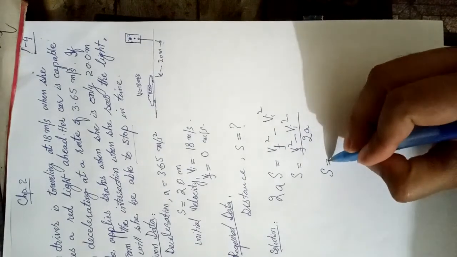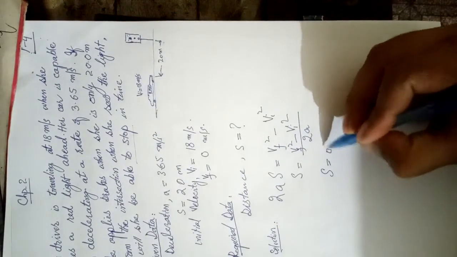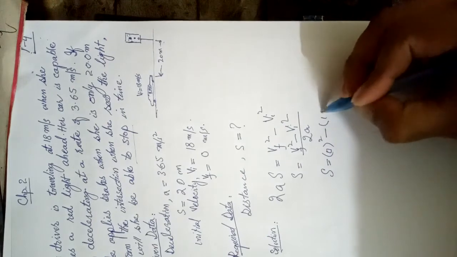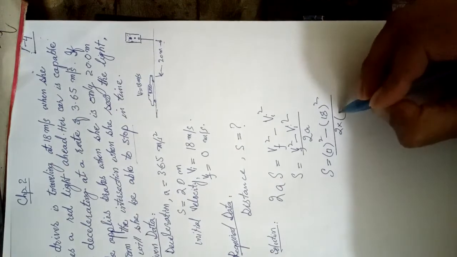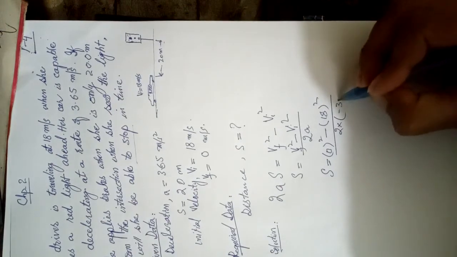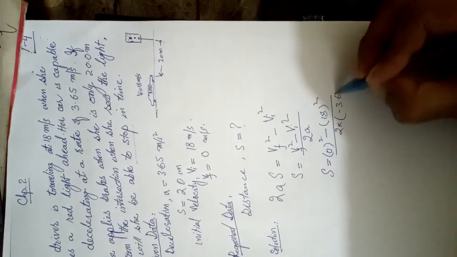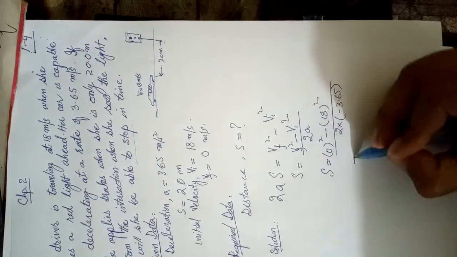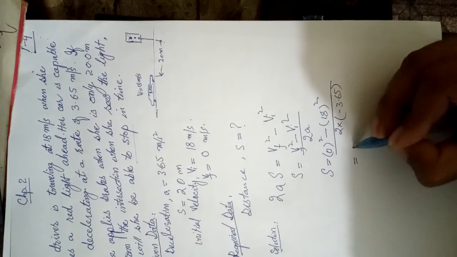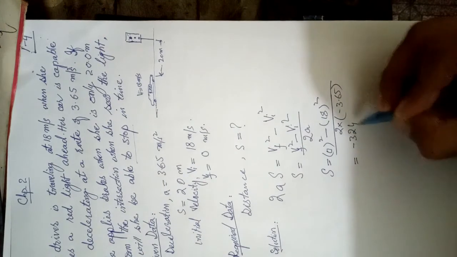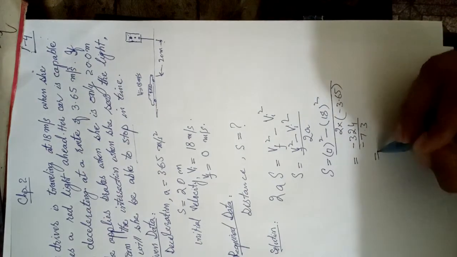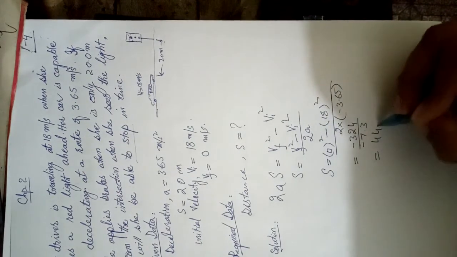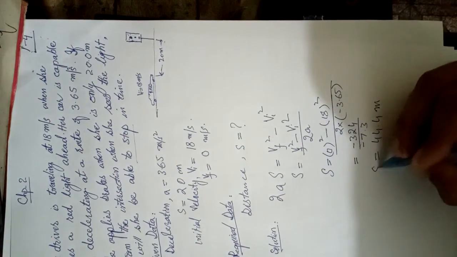By putting the values, we will get S is equal to 0 square minus 18 square divided by 2 times the value of A, which is minus 3.65 meter per second square. That is minus 324 divided by minus 7.3. We will get 44.4 meter.